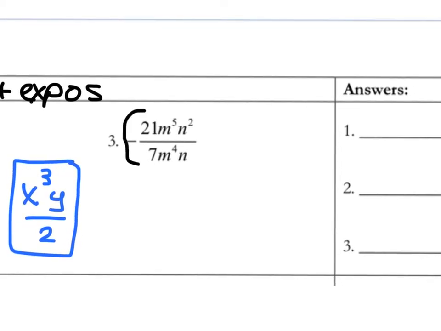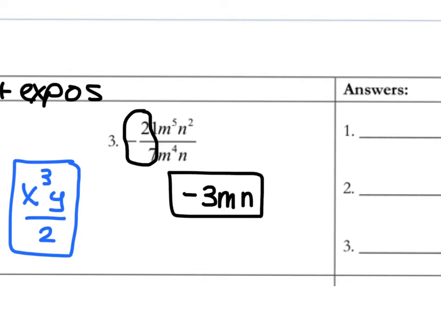Okay, guys, let's simplify. 21 over 7 is 3, and there's a negative, so we're going to put the negative 3 here. Let's go with m. We got 5 minus 4, which is m to the 1st, which if it's to the 1st, you don't have to write the little 1. You could, you don't have to. I don't like to, so I'm not going to. 2 minus 1 for the n's is also 1. This is our final answer right here. Nothing on the bottom. You could put it over 1 if you prefer.